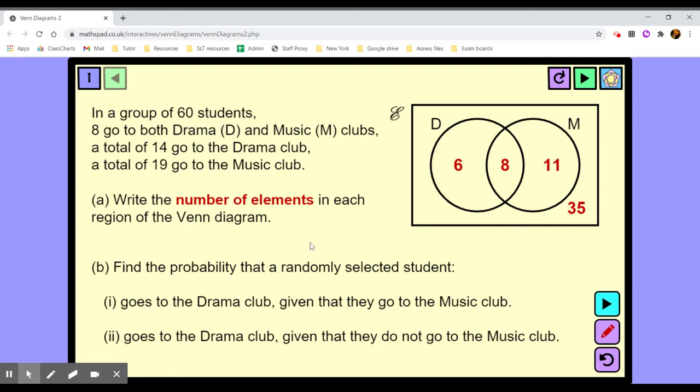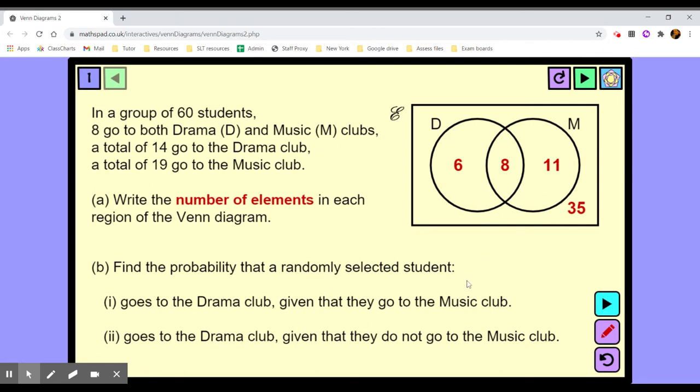Now, I could ask you for what's the probability of selecting someone that goes to the drama club? Well, that's going to be given away in the question rather than us needing the Venn diagram, and that would be 14 out of 60 and then simplified. Or I could say to you, what's the probability of students going to both drama and music? Well, that's going to be 8 out of the 60 and so on.